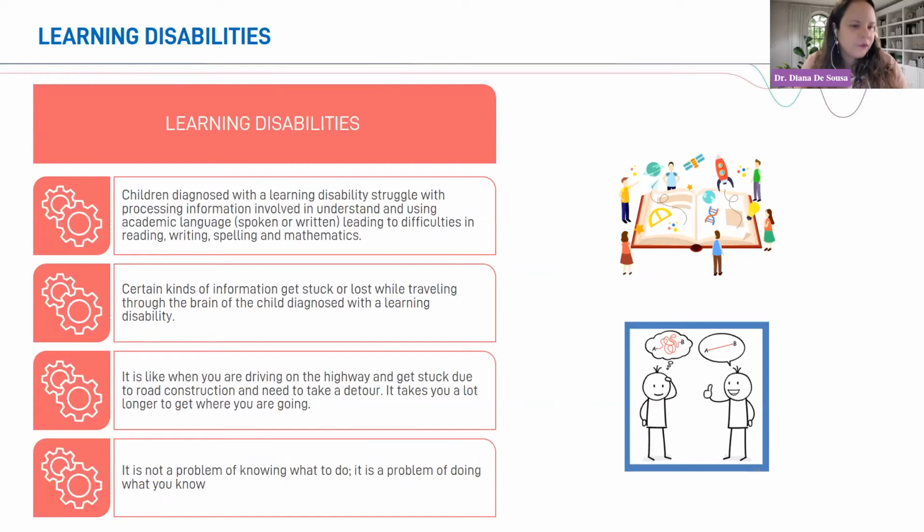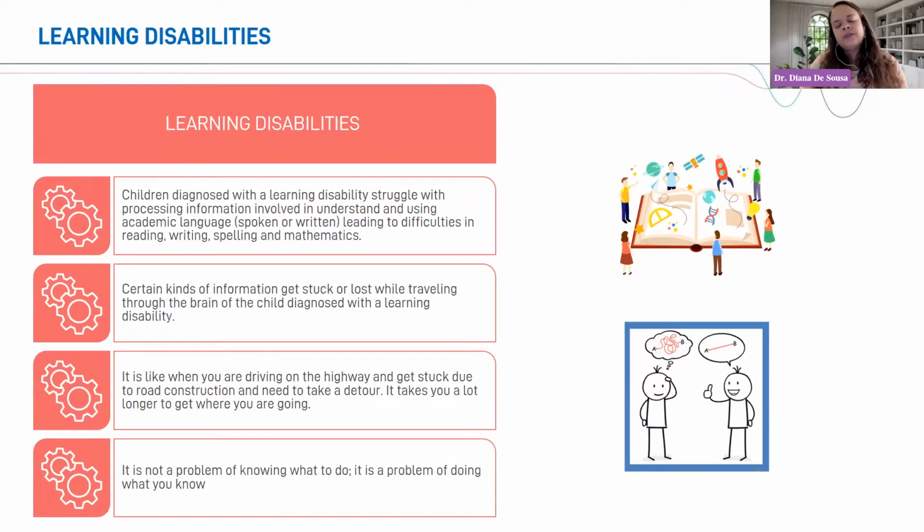So here I'm looking at very much the SLD, the specific learning disability, specific learning disorder as defined by the DSM, and what Kiara mentioned as your dyslexia, and in mathematics as your dyscalculia. So what really underlies many of these learning disabilities is this idea of the disorder in processing information. So it's almost as if certain kinds of information get stuck or lost while traveling through the brain of the child diagnosed with a learning disability.